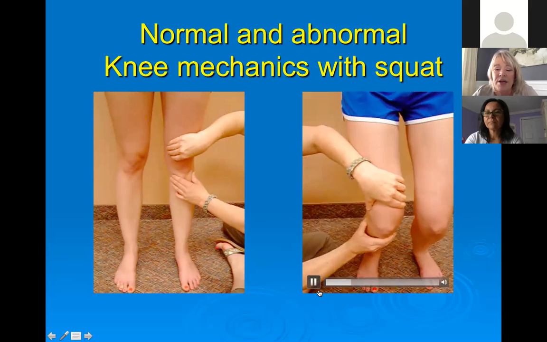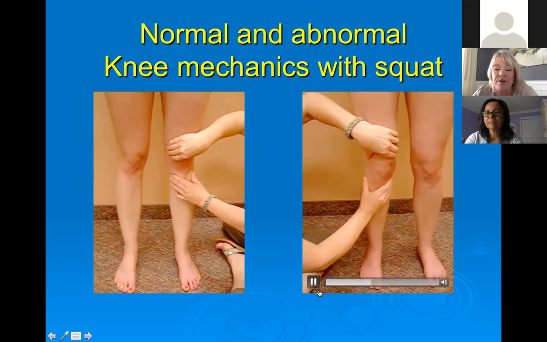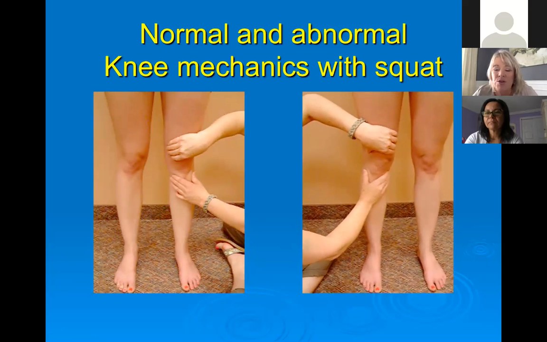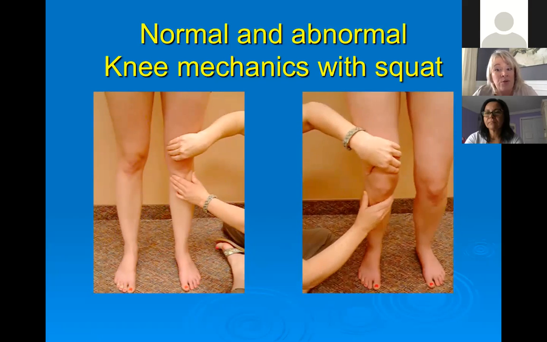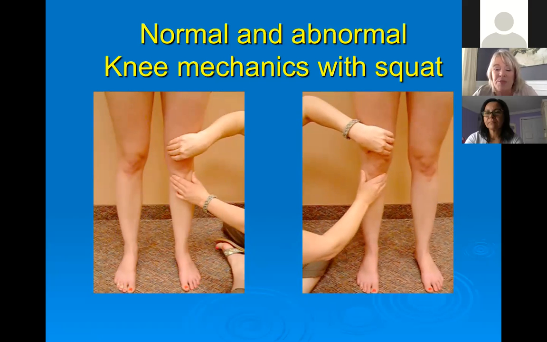All right, do you see that external rotation of the tibia? That's exaggerated with the squat there. So external rotation of the tibia and/or internal rotation of the femur, right? We're in close packed position. So that is non-optimal biomechanics for the knee. But does that mean the problem is coming from the knee? Not necessarily. Let's see what's driving this.